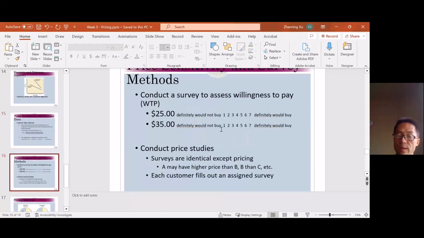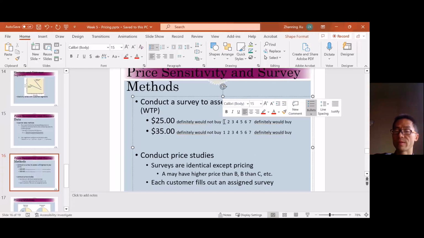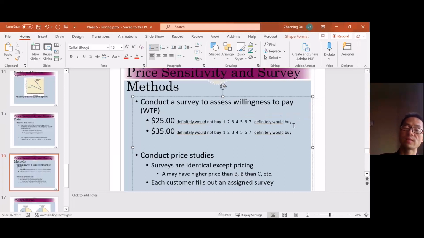Now think about other ways of doing the analysis. For example, you can conduct a survey to assess how much consumers are willing to pay. For example, you tell them this product is worth $25. How much would you like to pay? How likely are you to pay for this service or product? We use the Likert scale, 1 to 7, to measure people's willingness to pay.